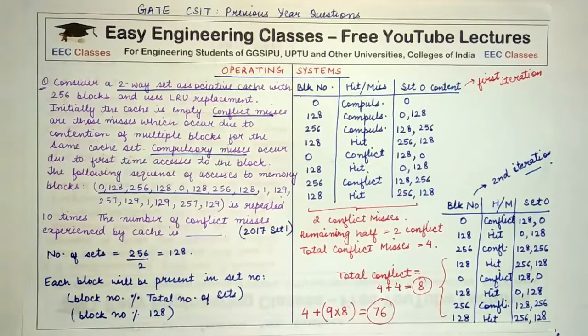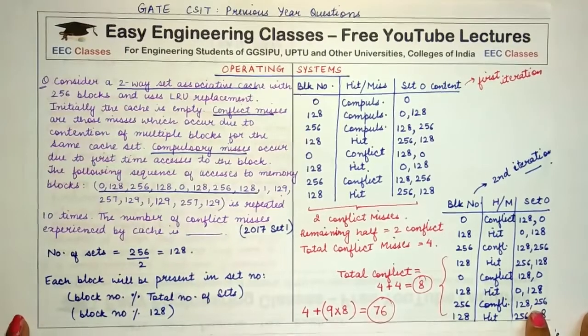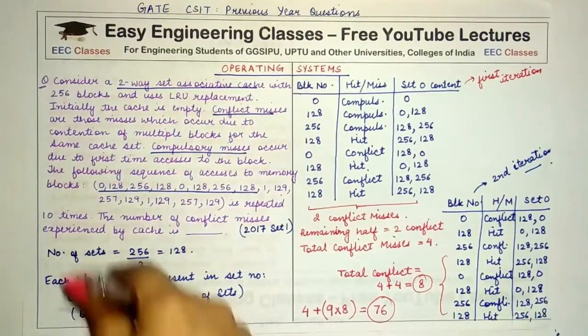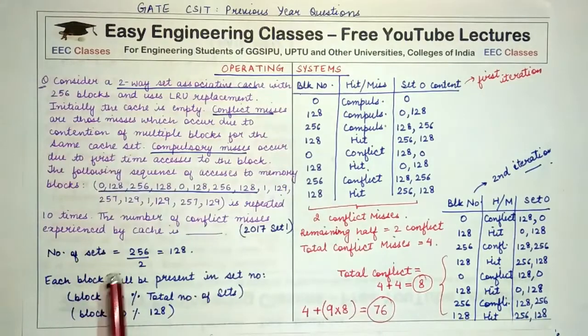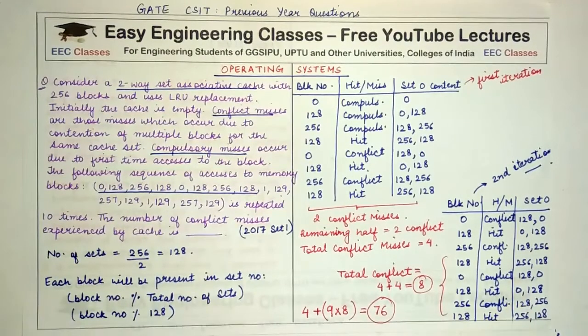So this was all about this question. Basically you have to remember what a set associative cache is and how different block numbers are calculated. Other information is given to you. You have to be a little quick in judging what pattern would be repeated, and you'll be good to go with this question.